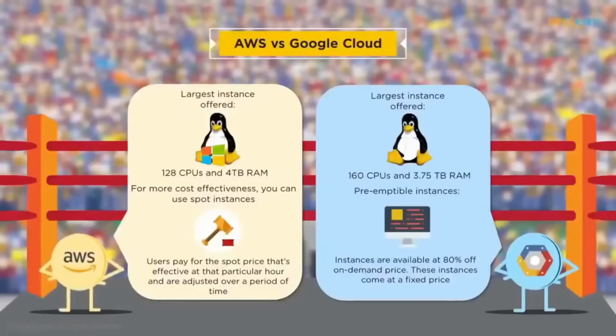They are called preemptible instances. So these instances are available at 80% off on-demand price. Hence, they reduce your compute engine costs significantly. And unlike AWS, these come at a fixed price.